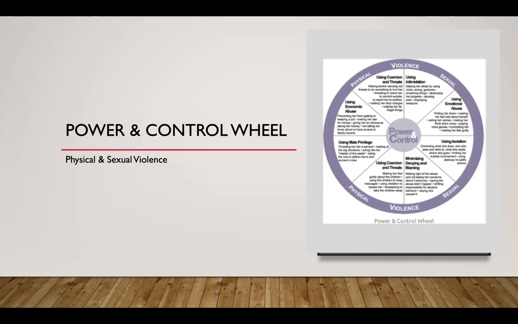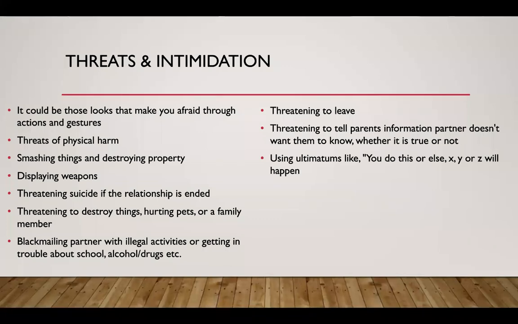The first one is threats and intimidation. So when you threaten and intimidate someone, you might frighten or make someone afraid. So what might threats and intimidation look like in a relationship? Well, it could be those looks that make you afraid, through actions and gestures that scare you, threats of physical harm, smashing things and destroying property, displaying weapons as a form of intimidation, threatening suicide if the relationship is ended, and that's a form of manipulation, threatening to destroy things, hurting pets or a family member, blackmailing a partner with illegal activities or getting in trouble about school, alcohol, drugs, etc., threatening to leave, threatening to tell parents information that they don't want them to know, whether it's true or not.